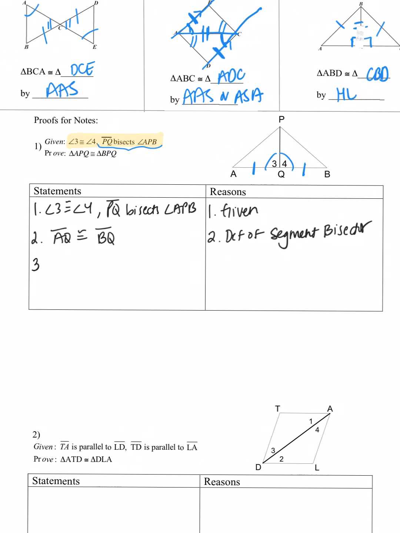Step 3, I've now marked all given information. Now I'm going to look for those 3 other pieces of information that I may possibly have in the figure. And I notice I have a shared side. So I notice that PQ is congruent to PQ. And this is by reflexive property.